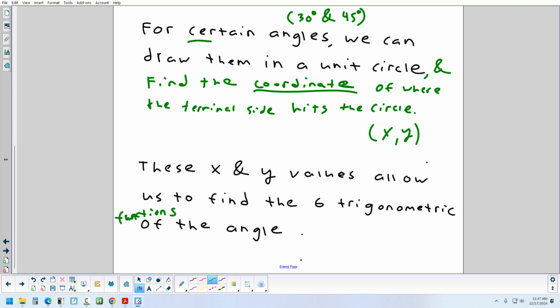So let's look at some certain angles. Let's look at some ones that are easy to do. 90, 180, 270, and 360. Okay, those are easy angles. And they are multiples of, actually they're multiples of both 30 and 45.